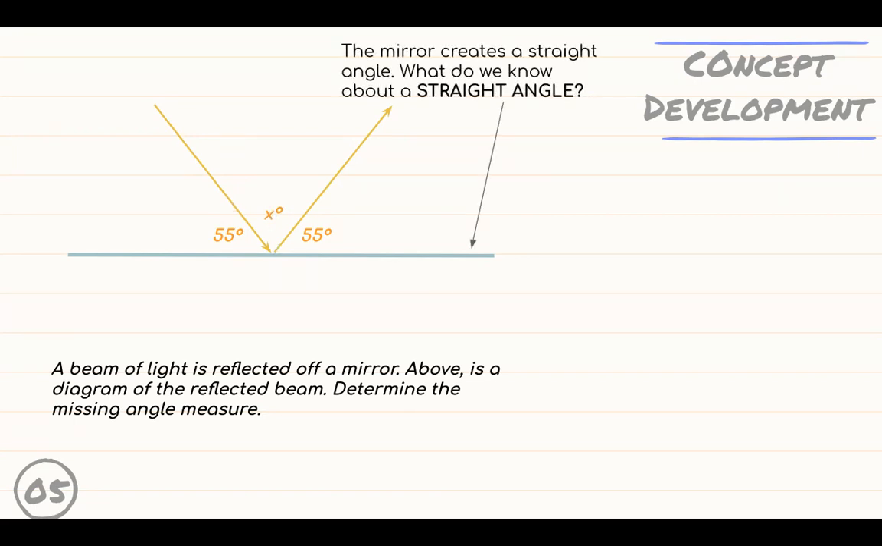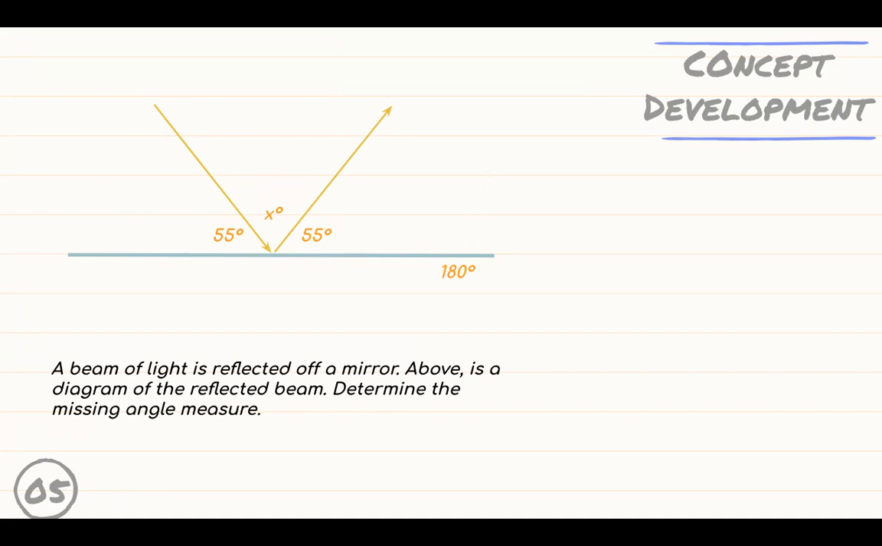The mirror creates a straight angle. What do we know about a straight angle? Correct, we know that the value of a straight angle is 180 degrees. So now we also have a total. So let's write an equation. 180 degrees equals 55 plus x plus 55.